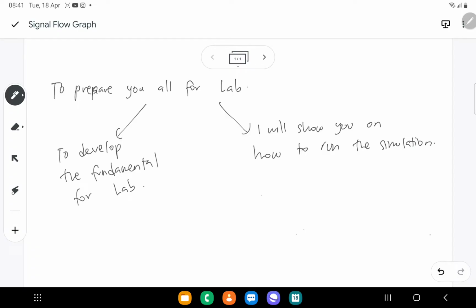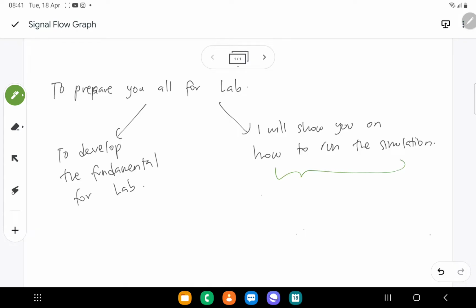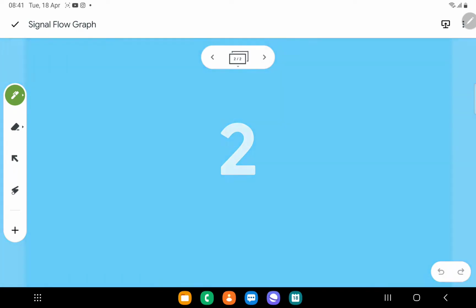Okay, so before that I would like to explain that for the simulation you are required to have MATLAB, and inside MATLAB we will use Simulink. Okay, so this is what we need to cover for part 1, and this is for part 2. Okay, so we go to the second page.